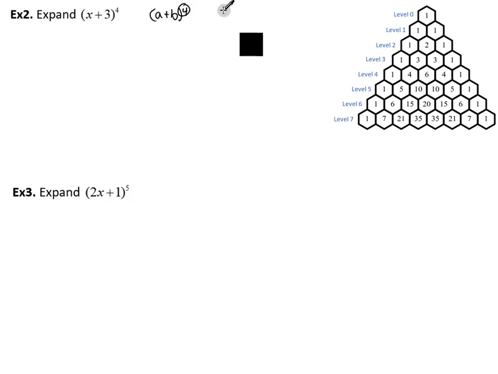So because this is to the 4th power, we need to go to the 4th level. So remember, this is level 0, then 1, 2, 3, 4. So obviously I've already marked them on here for us, but we are in the 4th level. So the first thing we're going to do is write down those coefficients. 1, putting some space between these, 4, 6, 4, and 1.